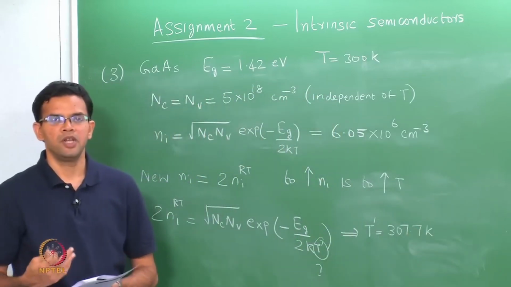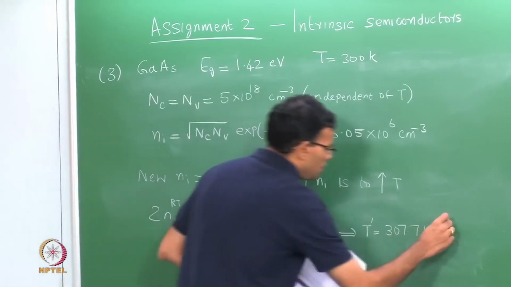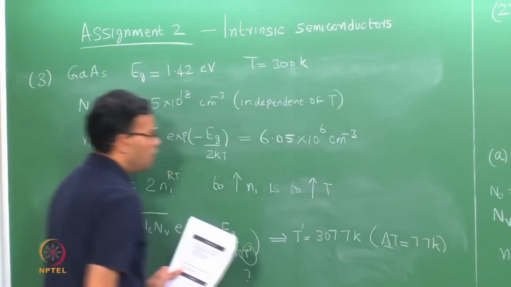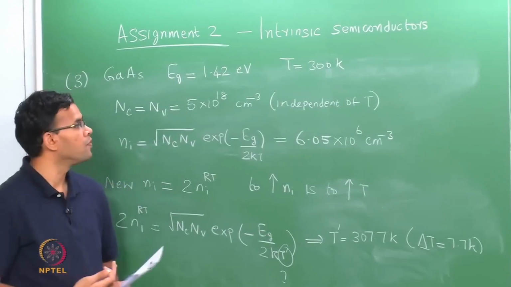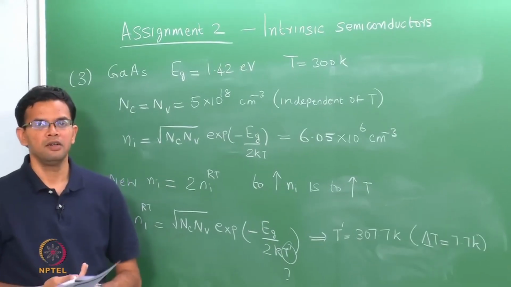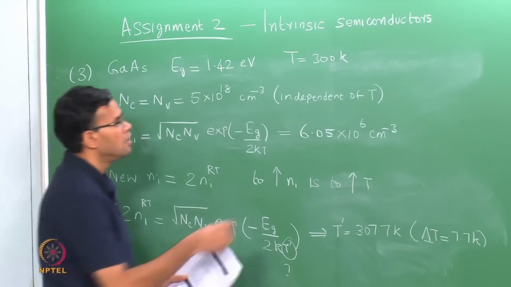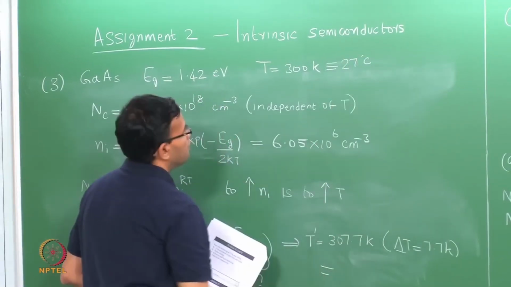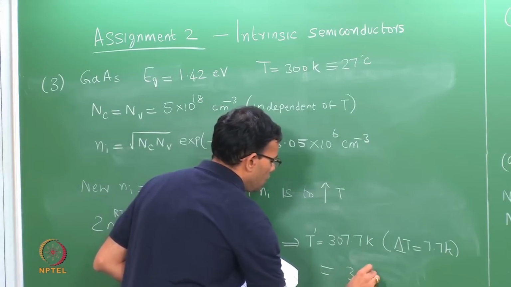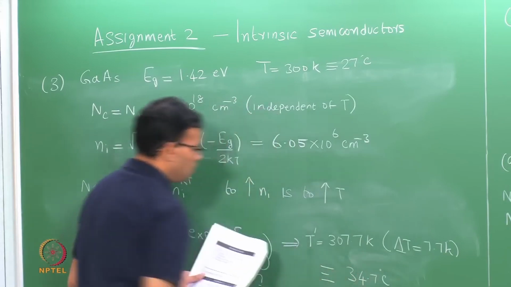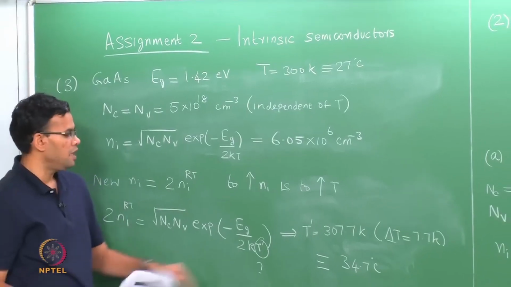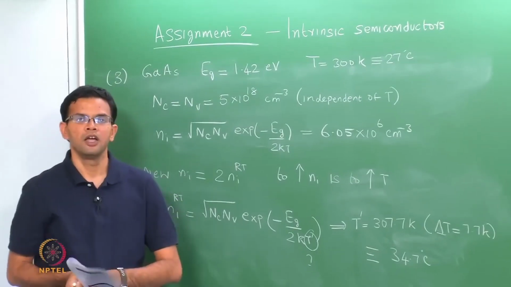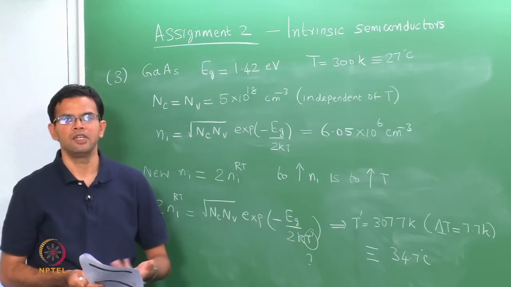So, you increase the temperature by 7 degrees. Delta T is 7.7 Kelvin, and you can double the concentration of Ni. Temperature equal to 300 Kelvin is approximately 27 degrees Celsius. So, 307.7 is 34.7 degrees Celsius. So, we find that even for a small increase in the value of Ni, so you are only doubling the value of Ni, you need to increase your temperature by 7 degrees.